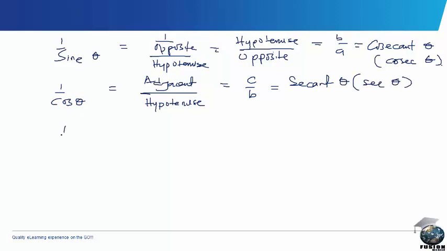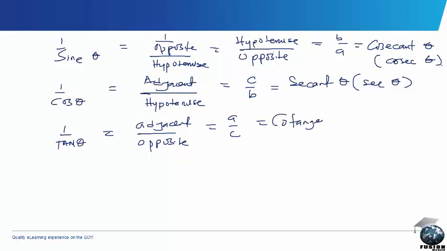And then 1 over tan theta is given as opposite over adjacent, but this time around it inverts and it becomes adjacent over opposite, which we had before as C over A, and it changes now to A over C. It is called the cotangent of theta, which can as well be written as cotan or cot theta.